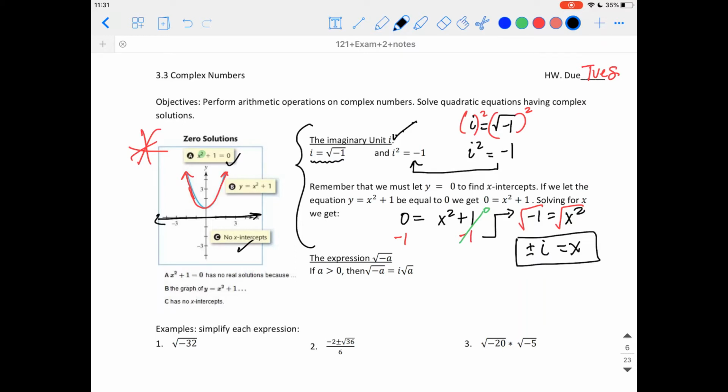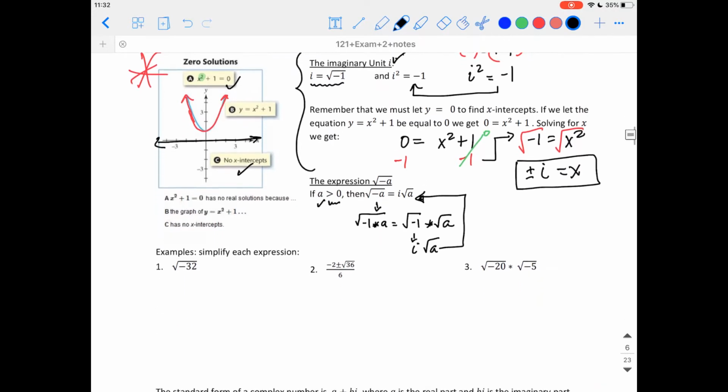And here, if we have a being a positive number, then the square root of -a is technically i times the square root of a. And this is the reason why. Because this is going to be the square root of -1 times a. I'm going to break it up into two pieces: square root of -1 times the square root of a. And the square root of -1 is i, and then square root of a. And that's the reason why we have that identity there.